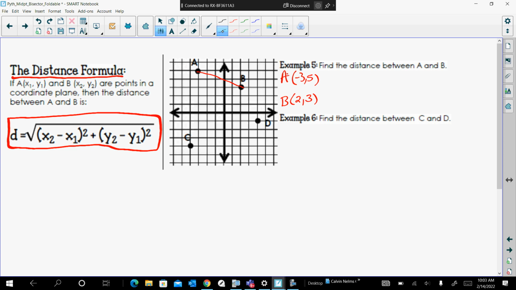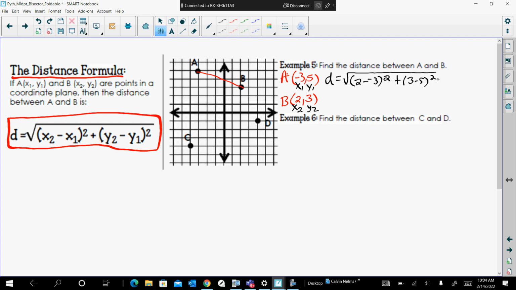So if I use it with the formula, I'm using my x1 for my A as the first x coordinate and x2, y2 for the B. So what we do is just plug everything inside the formula, which means in the first parentheses, I'm doing the difference of the x values. That would be 2 minus the -3, parentheses squared, plus the difference of the y values. That would be 3 minus 5, parentheses squared.